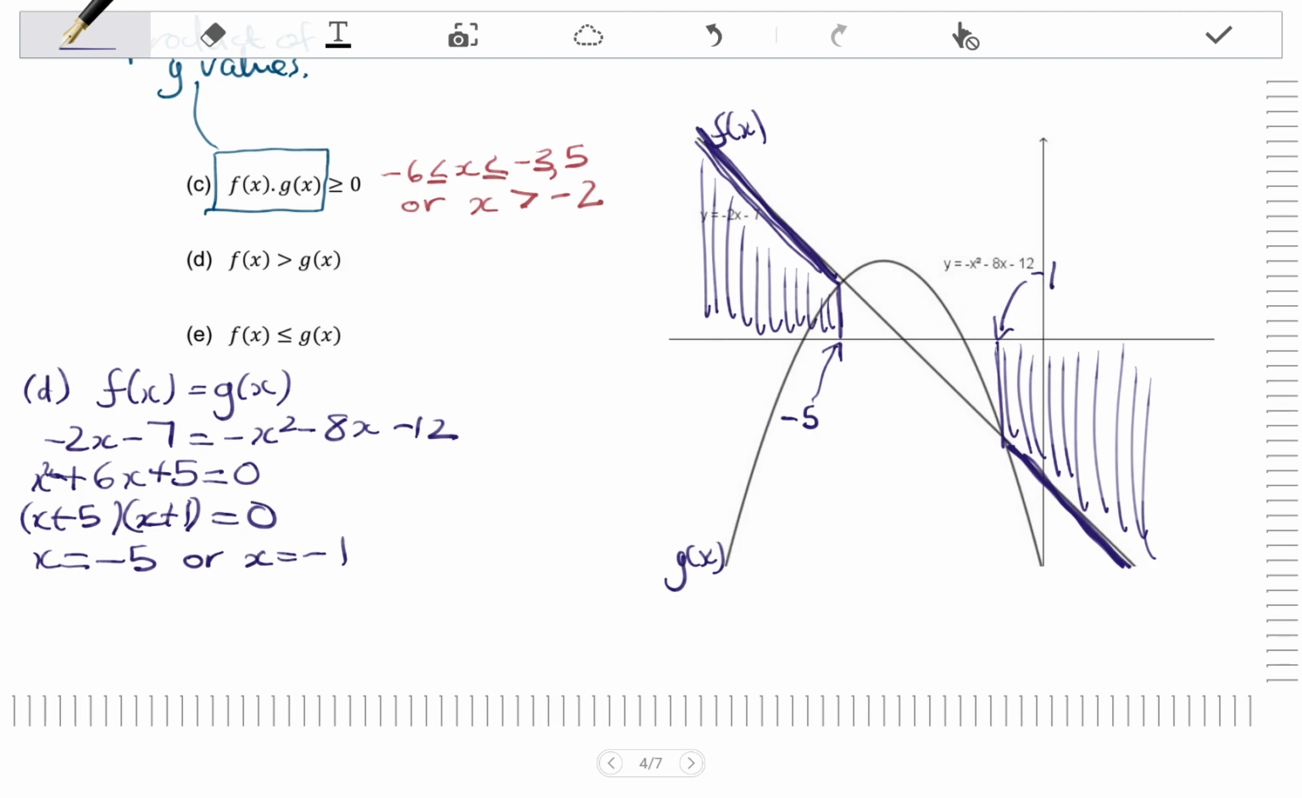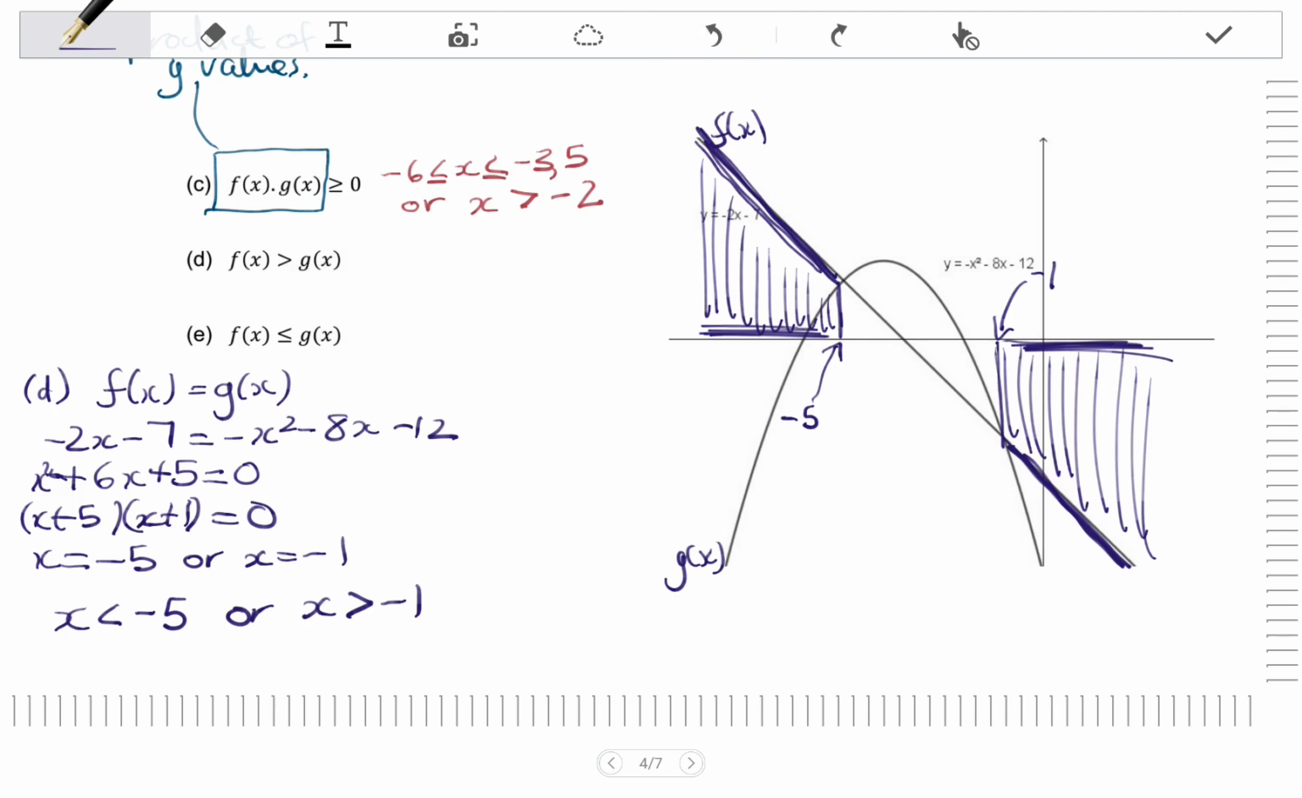So to answer the question for D, I have two parts of the graph where f of x is above g of x, so I will need two inequalities in my answer. The first inequality are all the x values that are less than negative 5. So x is less than negative 5. Or the second part is where all the x values are greater than negative 1. I do not include the negative 5 or the negative 1 because it did not also include where f of x was equal to g of x.